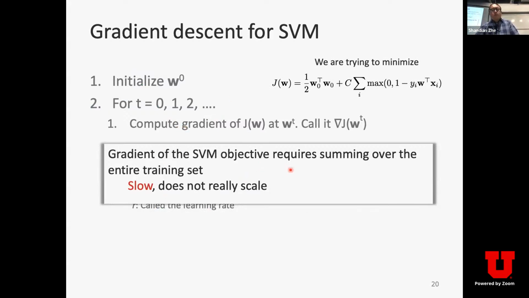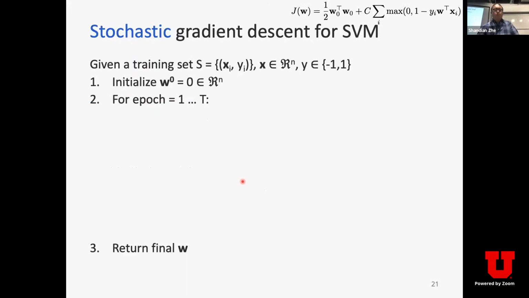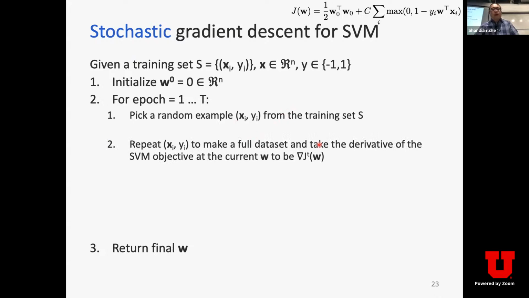The gradient of the SVM objective requires summing over the entire training set, which is slow and does not really scale. So that's why we want to switch to stochastic gradient descent. In stochastic gradient descent, we run through many epochs. Each epoch means you pass through the data set once. Inside each epoch, you pick a random example, X and Y, from the training set S. You repeat X and Y to make a full data set, meaning that you use that single example to create a data set of the same size as the previous training set. And then you compute the loss, the whole objective function, on that fixed data set.